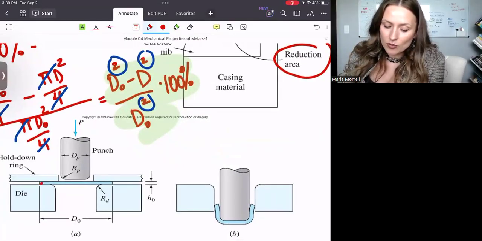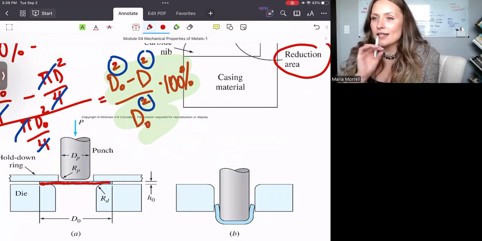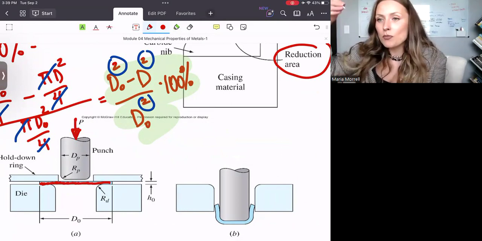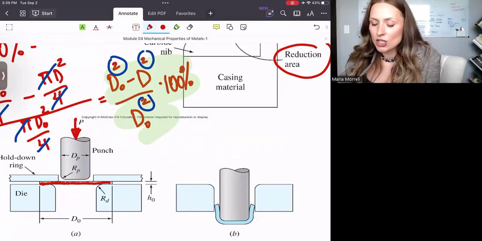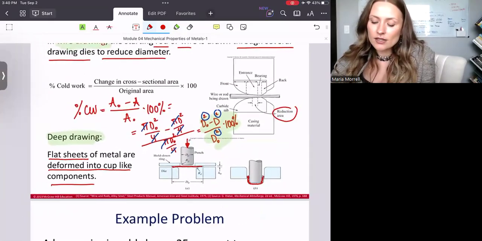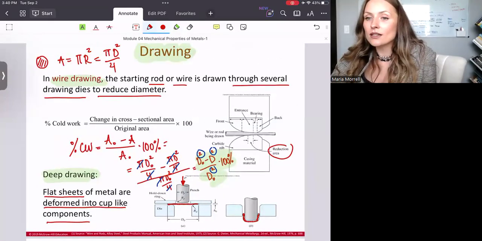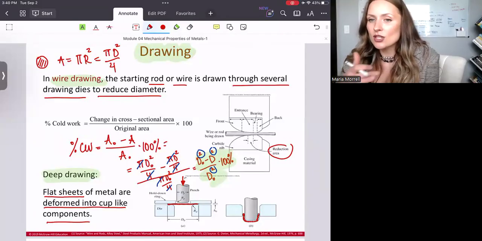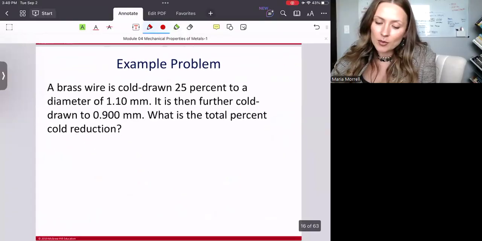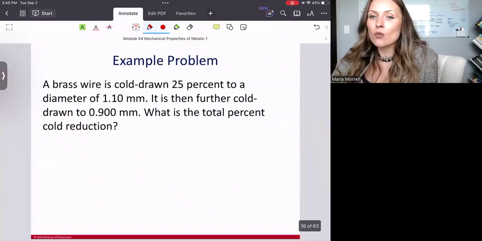I have this beautiful metal sheet, right? And what happens is that it is fixed, and then I'm going to use something to punch my metal sheet, and this allows me to produce a cup-like shape. That is also called deep drawing. Okay, let's look at the example problem, and I think this example problem is for the wire drawing.